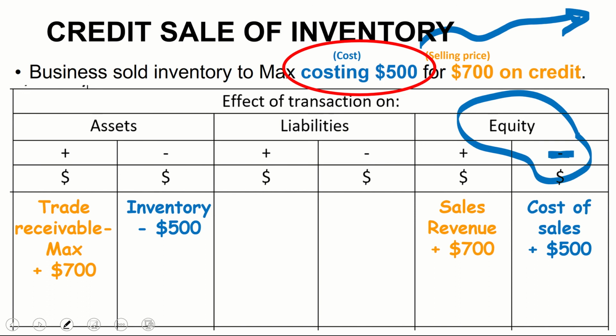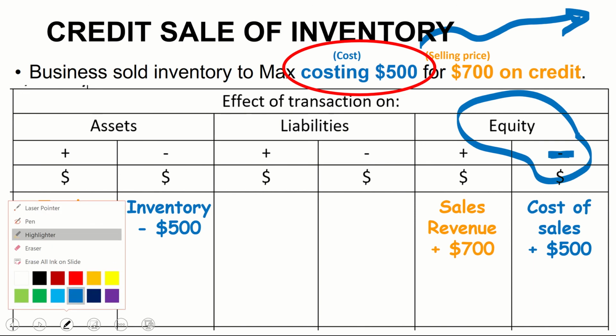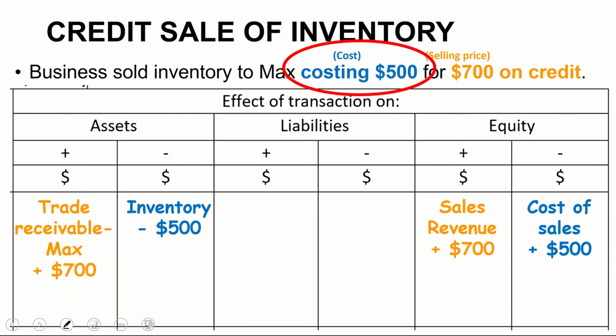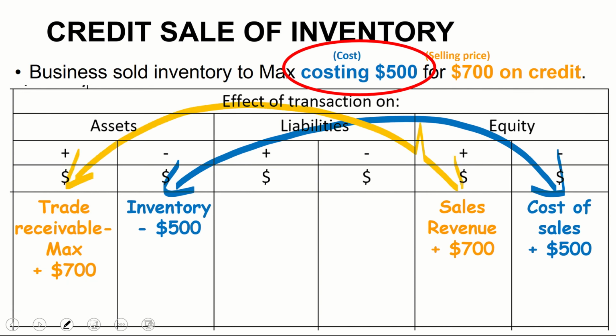So when there is a credit sale of inventory, when you have sold something and you haven't received the money from your customer, this is what it looks like. Again, I want to remind you that these two accounts, inventory and cost of sales, are paired together, and these two, trade receivable and sales revenue, are paired together. They are good friends. They come together. That's why the colors are different.